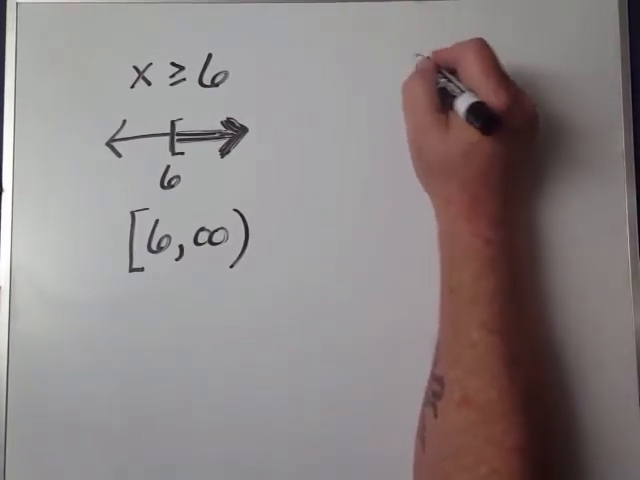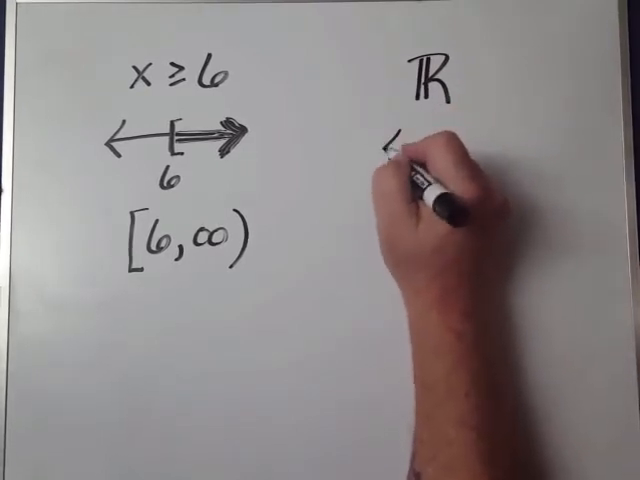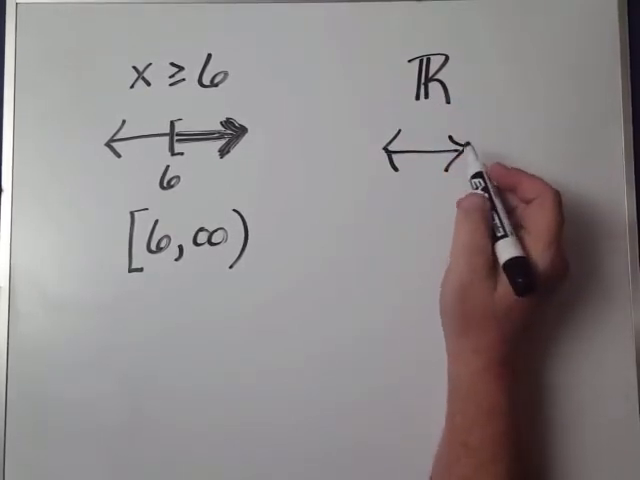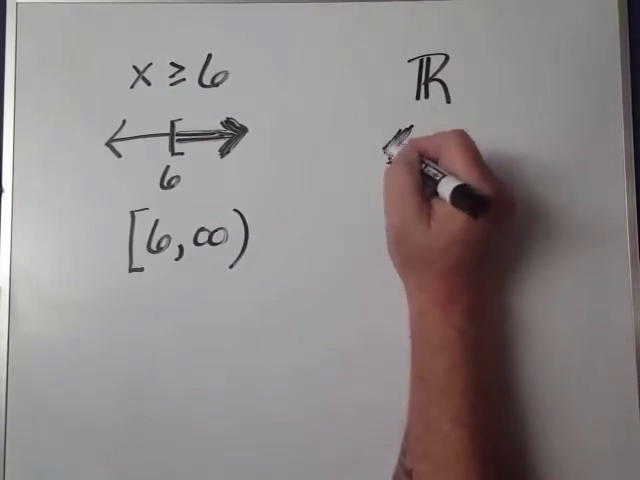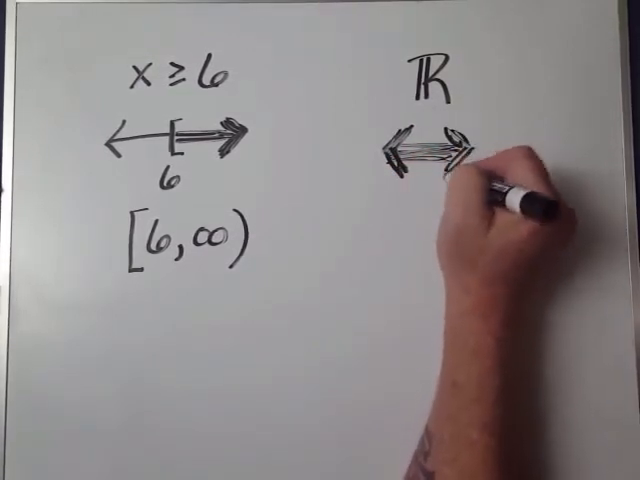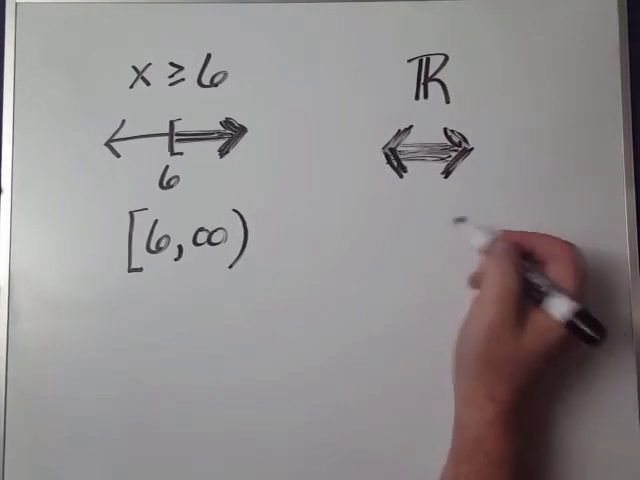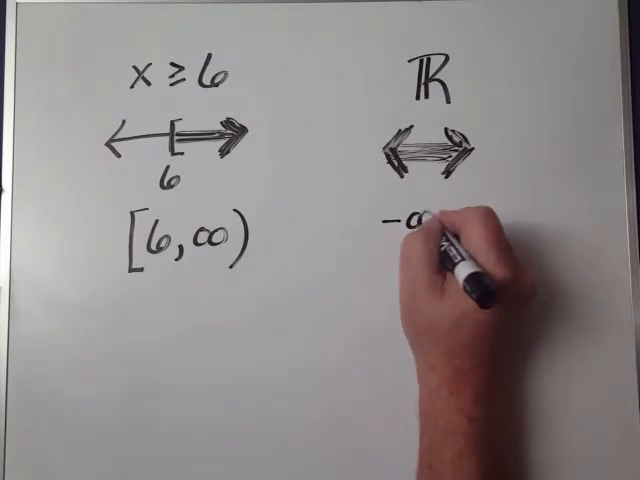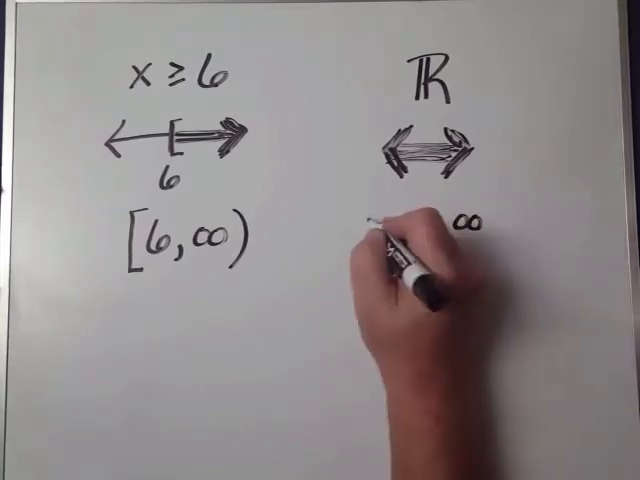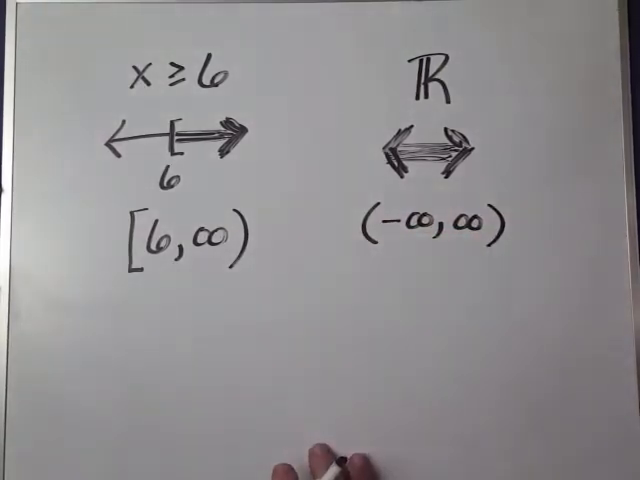We can even do this for all real numbers. My graph for all real numbers, shade them all in. Real numbers are the numbers that are on the number line. So shade in the entire number line. And my interval notation, I'm talking about all the numbers between negative infinity and positive infinity. Infinities always get parentheses in interval notation.